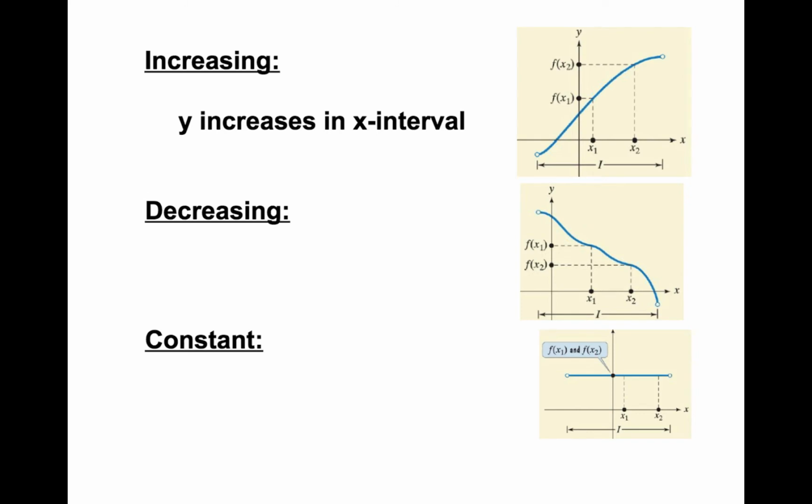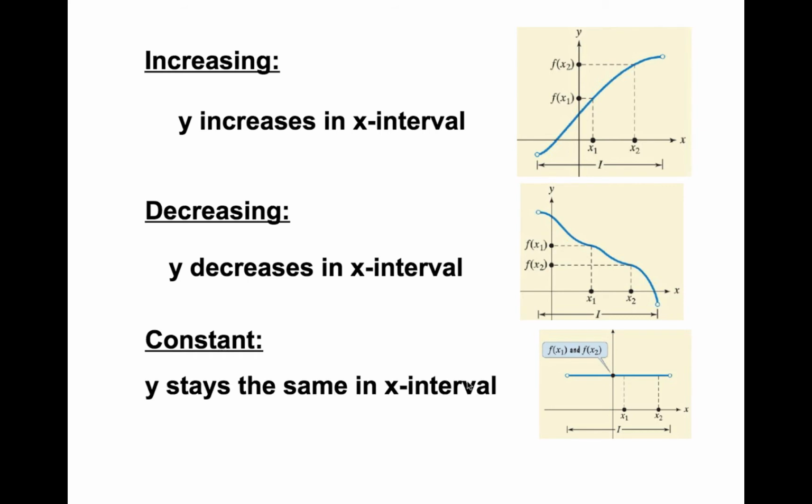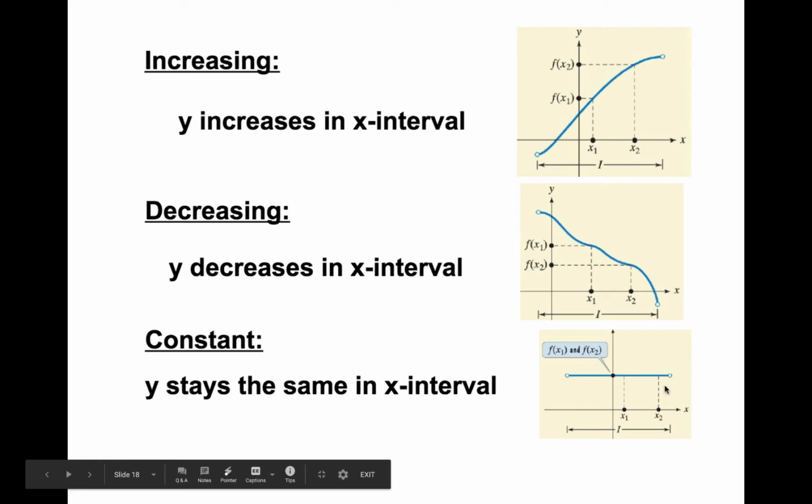So a graph is considered to be increasing if the y value is increasing inside an x interval. So notice here the y values are increasing. In fact, this whole graph is increasing. Not at the same rate, but it is increasing everywhere. A graph is considered decreasing if the y value is decreasing within an x interval. So notice it's decreasing along all of these values here, but at different rates. And then a graph is considered constant if the y value is staying the same within an x interval.